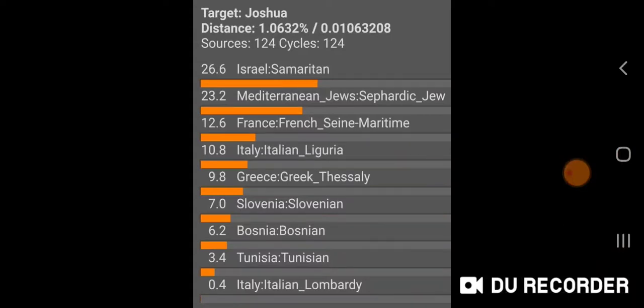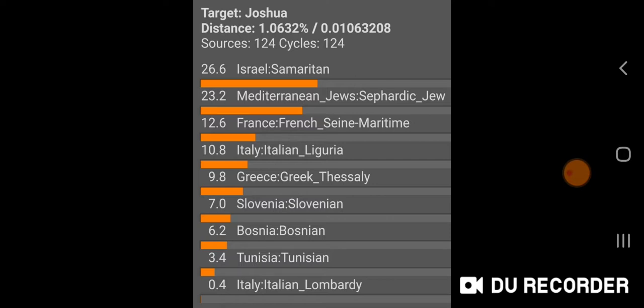And these are my unaggregated results, not aggregated. And as you can see, just as in scaled, Israel is represented by Samaritan at 26.6 at the top, and Mediterranean Jews at 23.2 is represented by Sephardic Jew, both similar to my scaled. France, just like scaled, 12.6, represented by French Seine Maritime. Italy, Italian Liguria. Greece, which again didn't show up before, is Greek Thessaly. Then Slovenia, Bosnia, Tunisia, and then I get a trace result there of Italian Lombardy. And when I run the whole entire data sheet, I usually get a much higher percentage of Italian Lombardy right after.